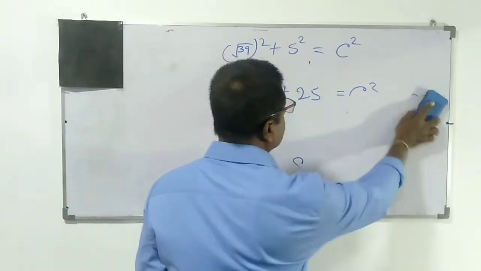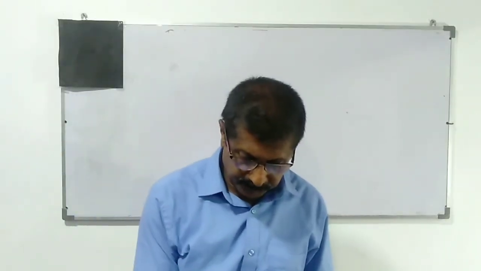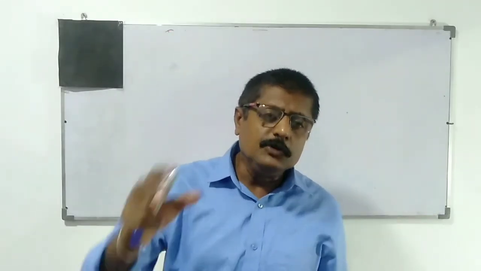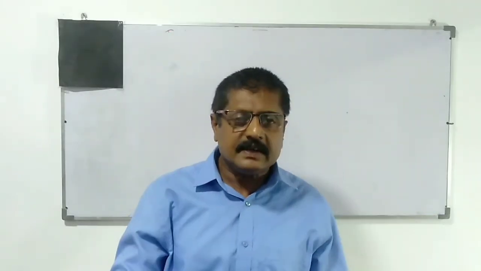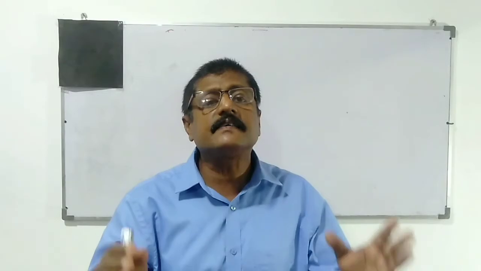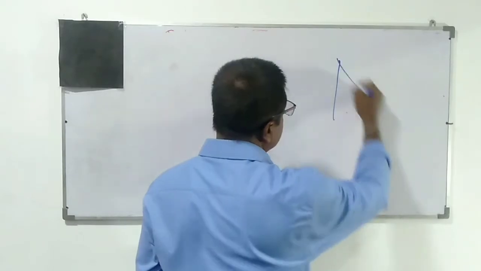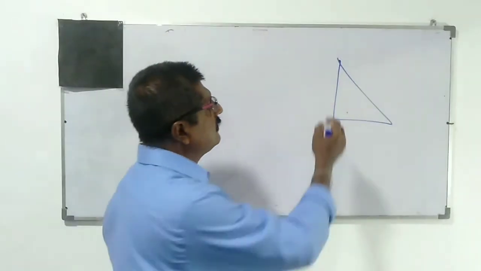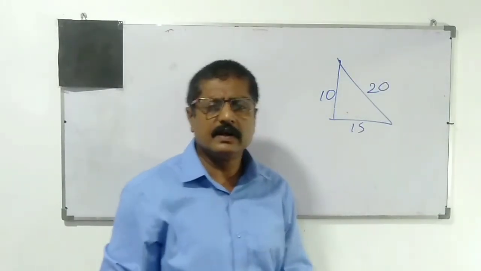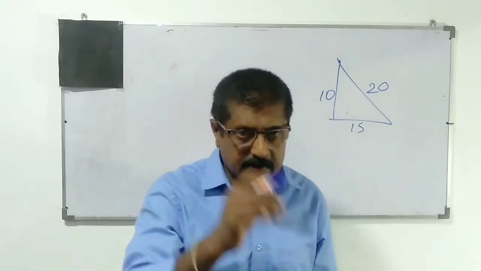Third one. The next fact that I should emphasize, you have to learn. Now, not only for finding lengths, you can use this theorem to check whether a certain triangle is a right angle triangle or not. Here a triangle is given like this, and the lengths of the three sides are given: 10, 15, 20. Now you want to check whether it is a right angle triangle or not. How can you check it?